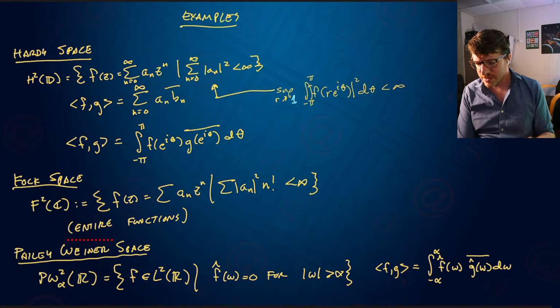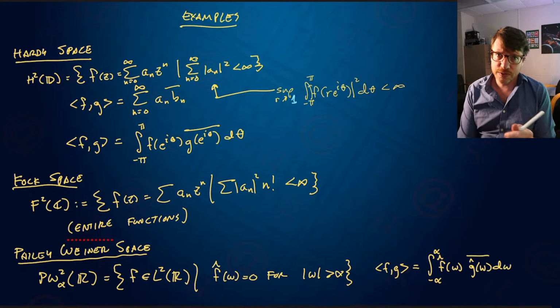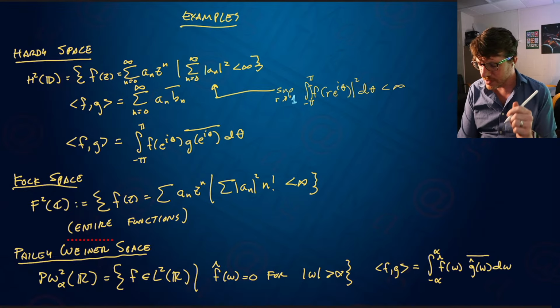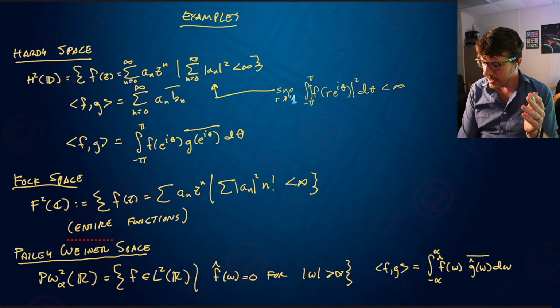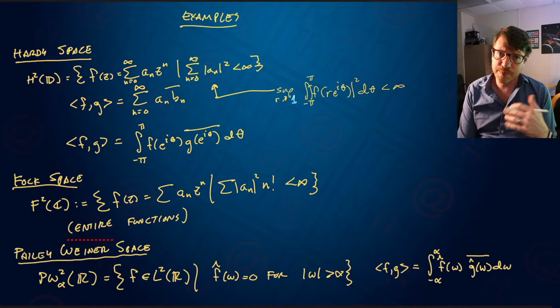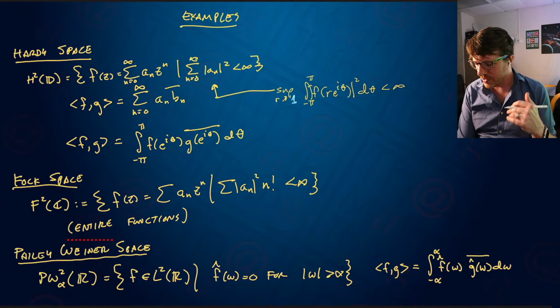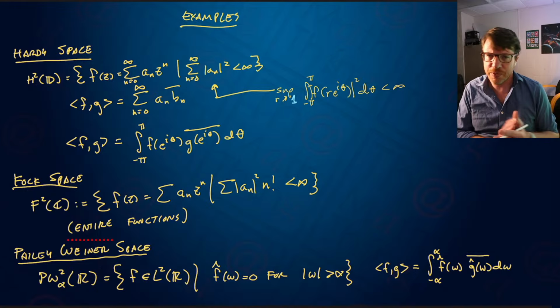Now, this last space is the Paley-Wiener space, and the Paley-Wiener space is basically the space of band-limited functions. So we fix some band alpha that we want to stay within, some maximum value for our band.